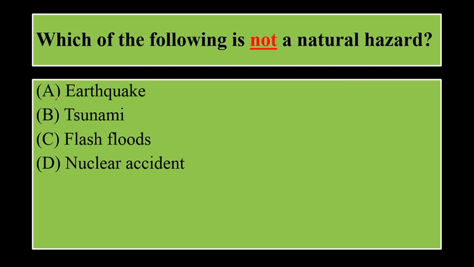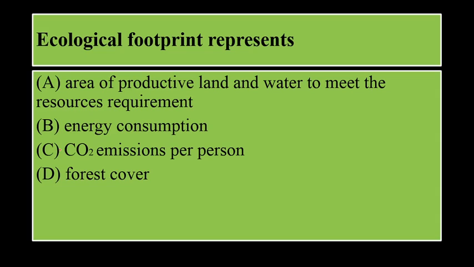Which of the following is not a natural hazard? Earthquake is a natural hazard, tsunami is a natural hazard, flash floods is a natural hazard, but nuclear accident is not a natural hazard, it is a man-made disaster. We have developed nuclear systems, and that leads to nuclear accidents.